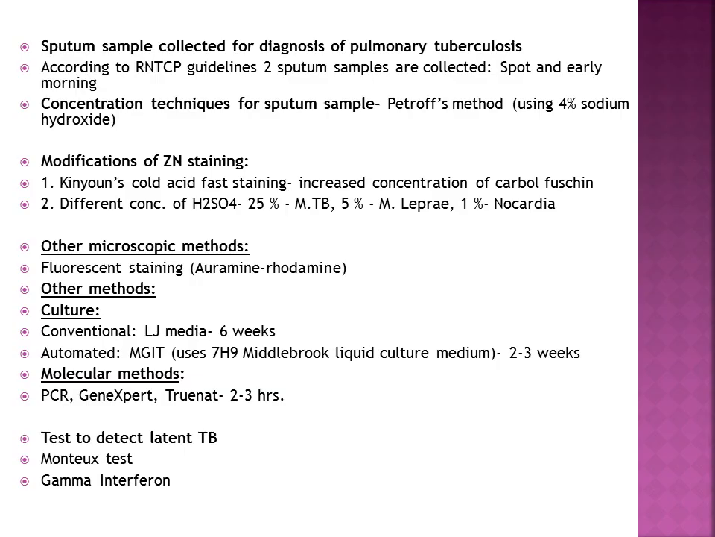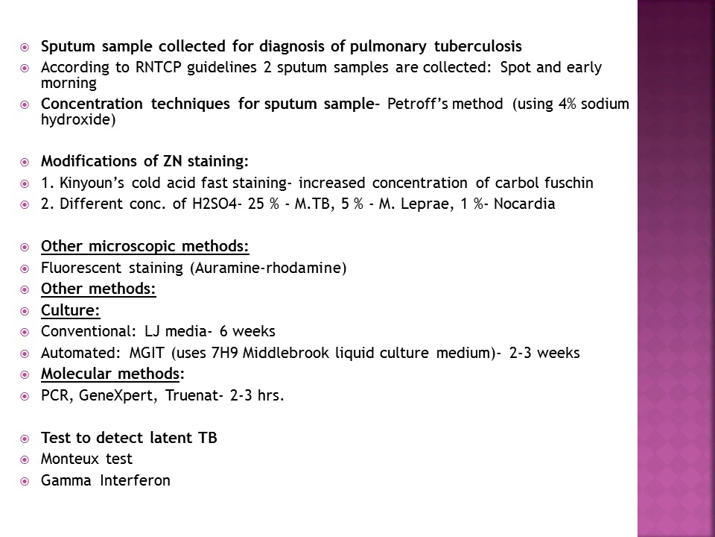The sample for the diagnosis of pulmonary tuberculosis is sputum, and according to RNTCP, that is the Revised National Tuberculosis Control Program, 2 sputum samples are collected, 1 spot and 1 early morning. The early morning sputum sample gives the maximum concentration, so it is preferred. The concentration technique used for the sputum sample is Petroff's method by use of 4% sodium hydroxide.